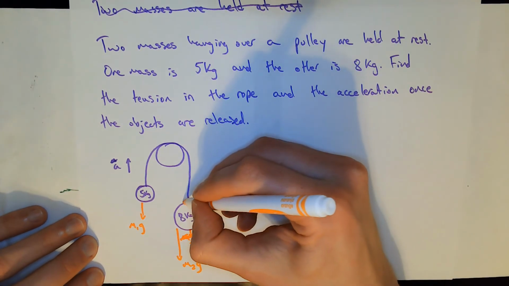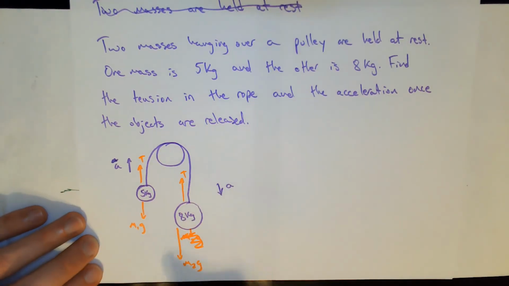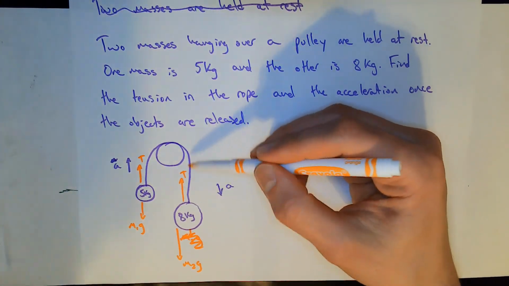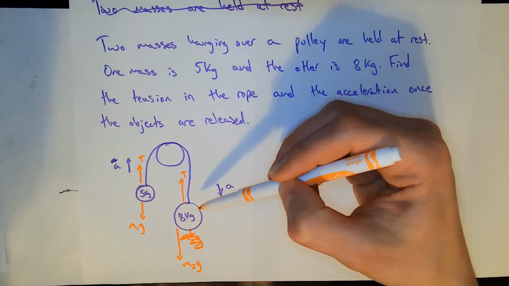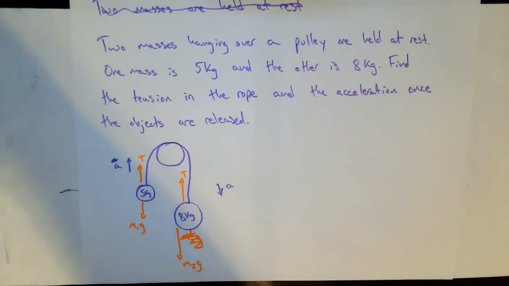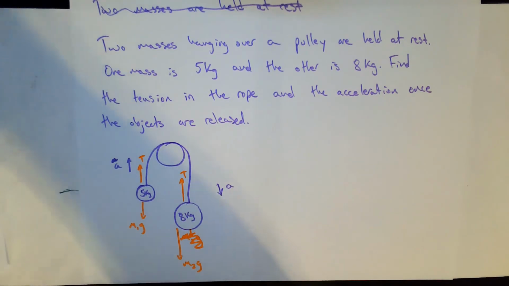I have tension pulling up on both of these. When this is released, this one is getting pulled up. The tension is pulling it up. And also, the tension is pulling up on this one because this mass over here is pulling on this mass. Both of the tensions are pulling up. The rope is not pushing the thing down, right?